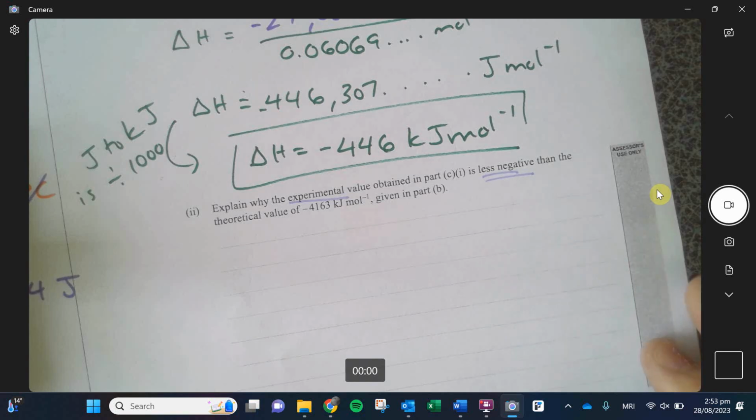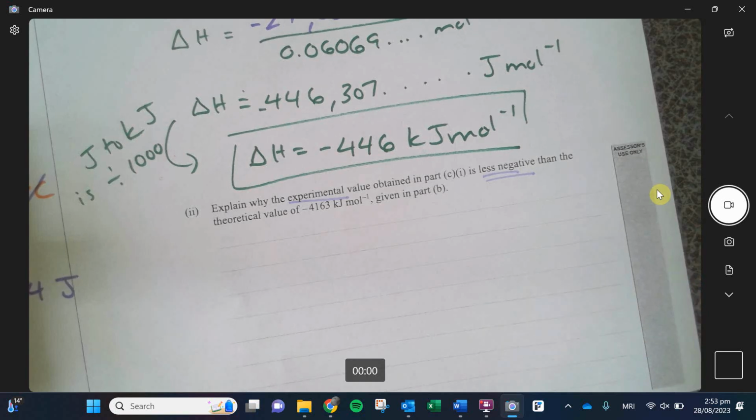The reason why is because that heat has not actually been transferred to the water as expected. It's been transferred to the surroundings itself. So since it's been transferred to the surroundings, it's not actually heating up the water. So the heat's getting lost.